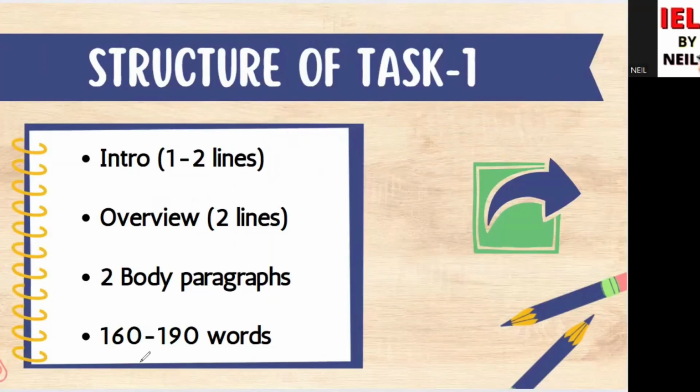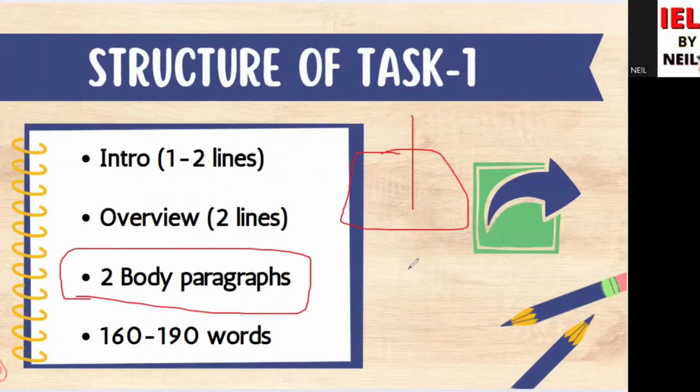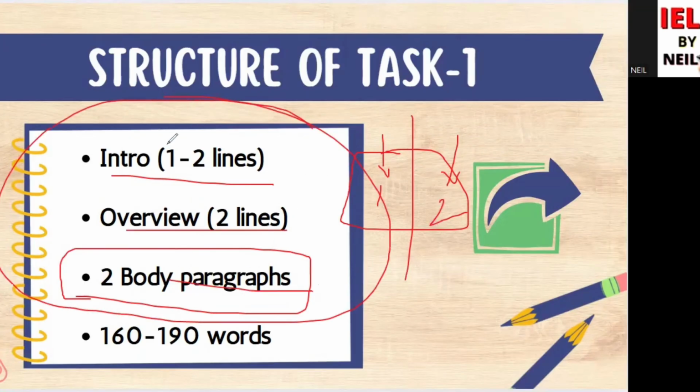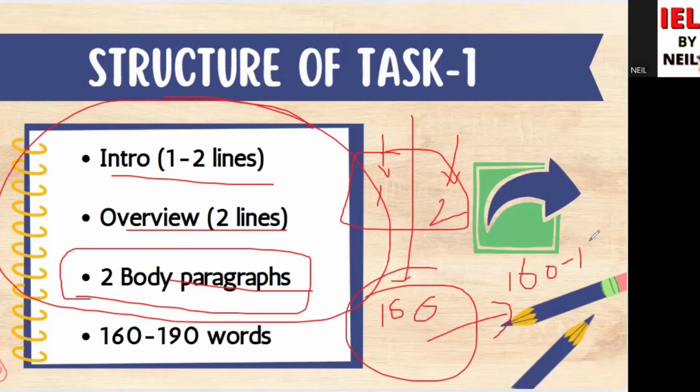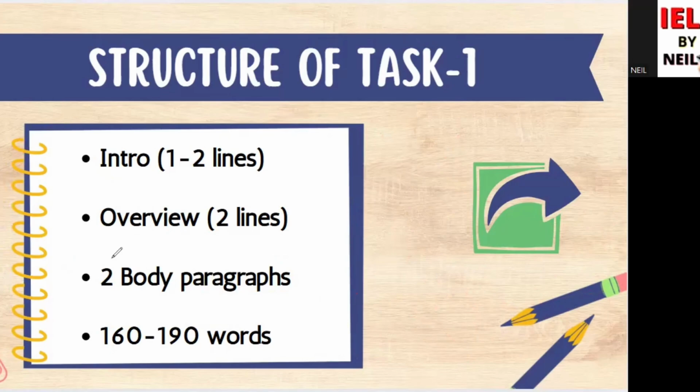Going back to the structure, we have the first body and second body paragraphs. Whatever data is given to you, you divide that data into 2 parts: first half in the first body, second half in the second body, right? So: introduction, overall statement, and 2 body paragraphs. This is the structure for any Writing Task 1. The minimum word count in IELTS Writing Task 1 is 150 words, but we don't really have to write just 150. 160 to 190 is a good window to keep your word count in, so we'll try to write from 160 to 190.